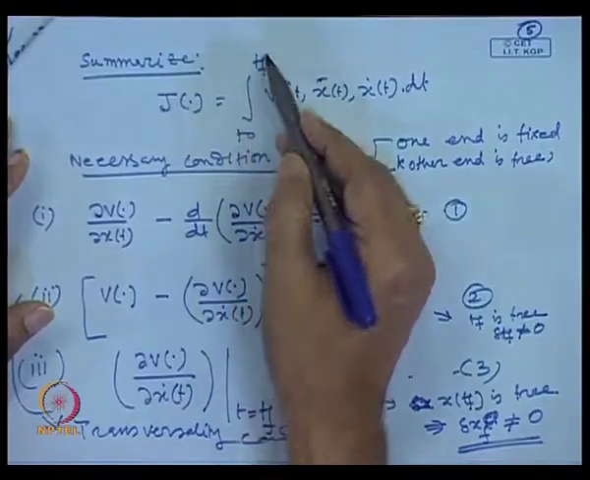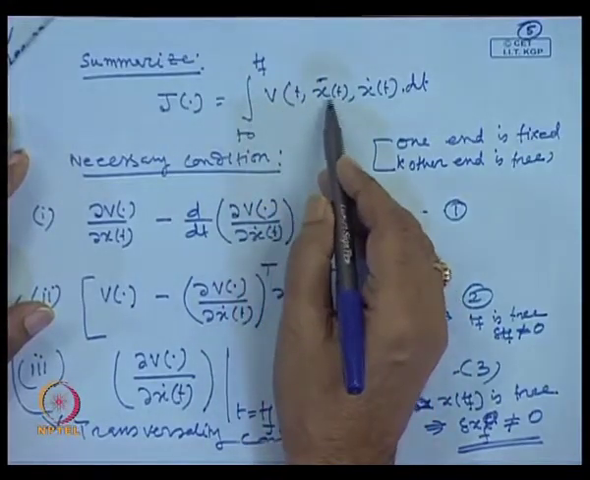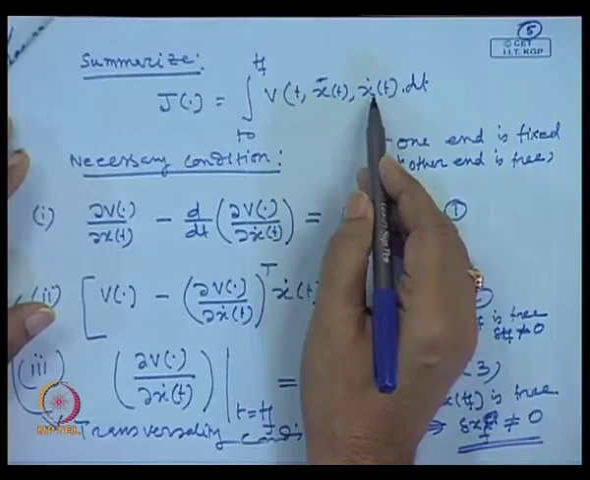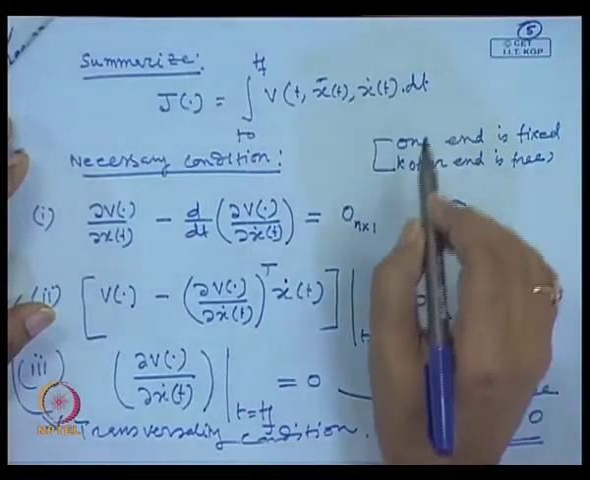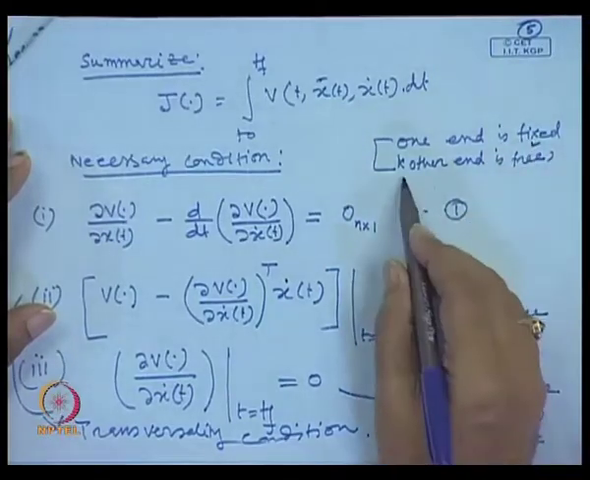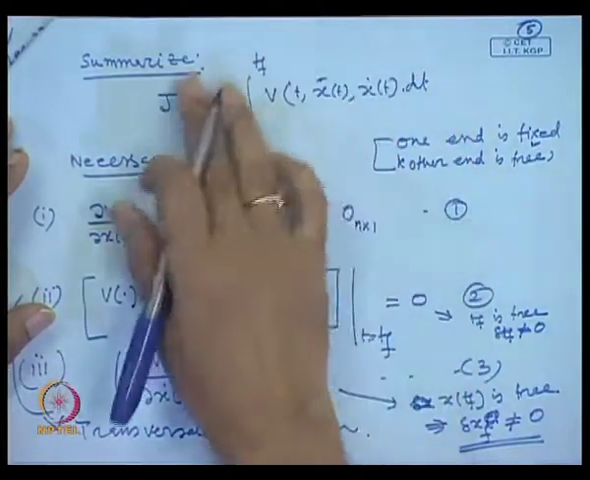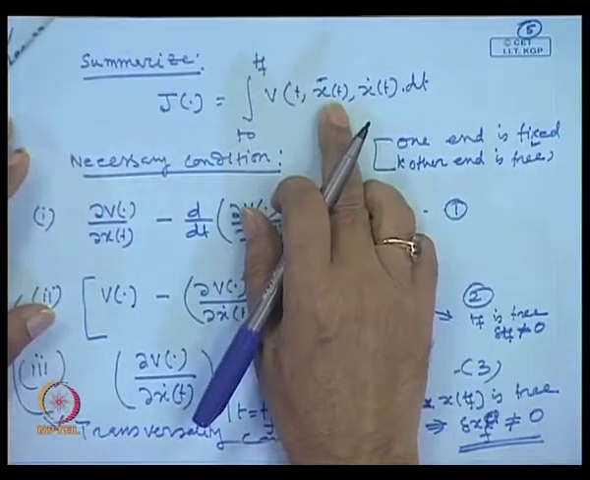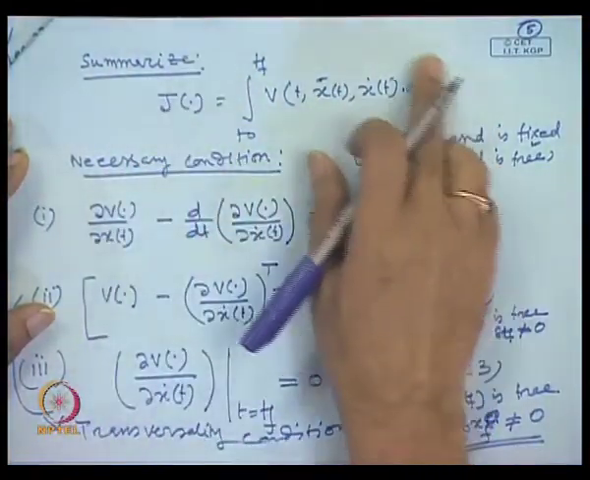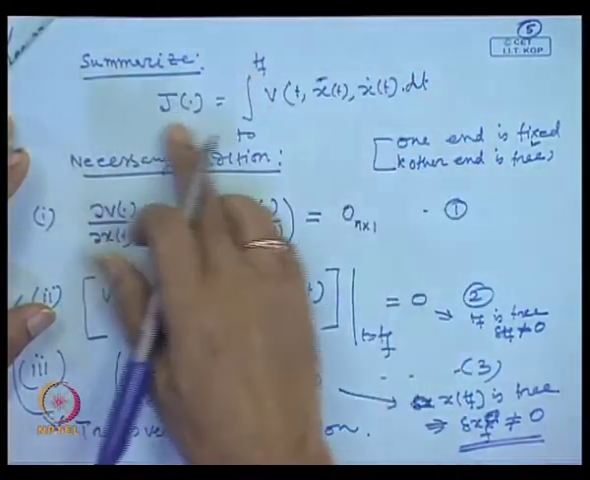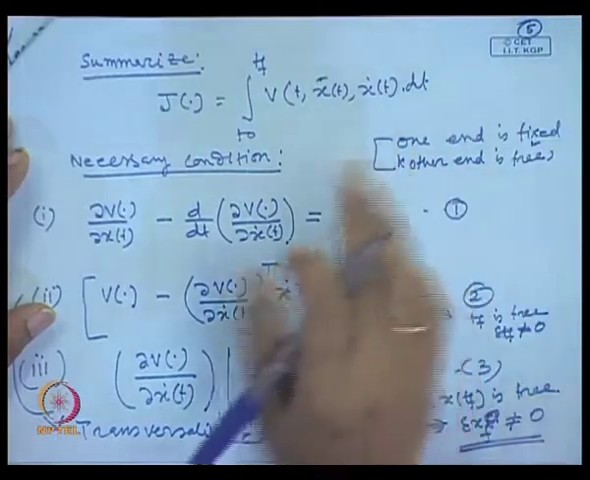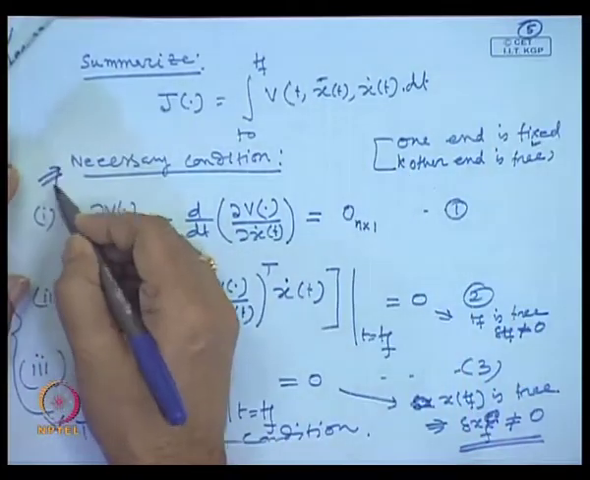So, last class we discussed that if you are given a functional J equal to the integral from t0 to tf of V of t, x, and x dot at t, and you consider one point fixed and the other point free, then our job is to find an optimal trajectory x(t) such that this functional has its extremal value, either minimum or maximum. The necessary condition we have derived is this one.